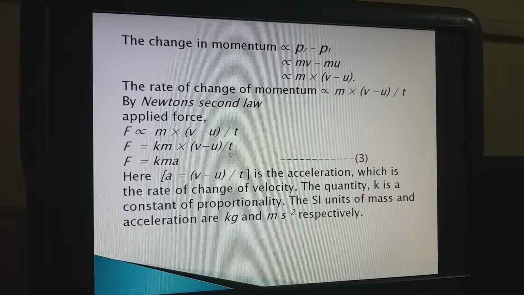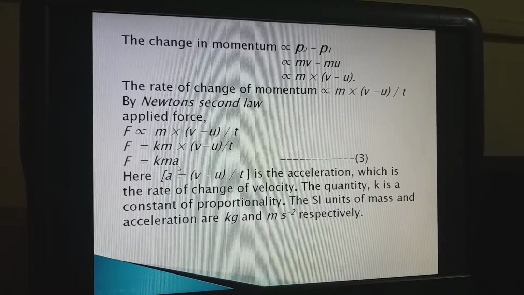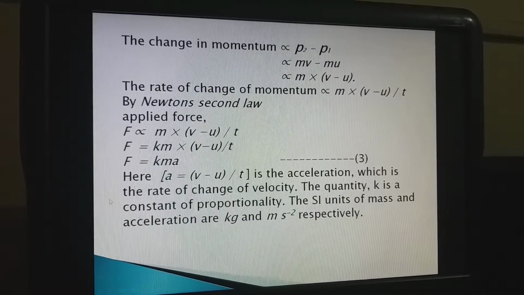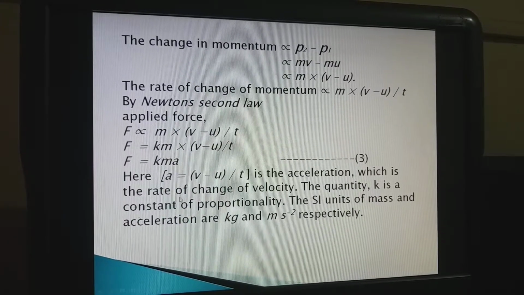Now what is this v minus u upon t? This is nothing but acceleration. What is acceleration? a is equal to v minus u upon t, change in velocity over time, that is acceleration. So I am substituting the value a in this place. a will be equal to v minus u upon t, which is acceleration. Now this is the rate of change of velocity. Acceleration is nothing but the rate of change of velocity, and k is a constant of proportionality.